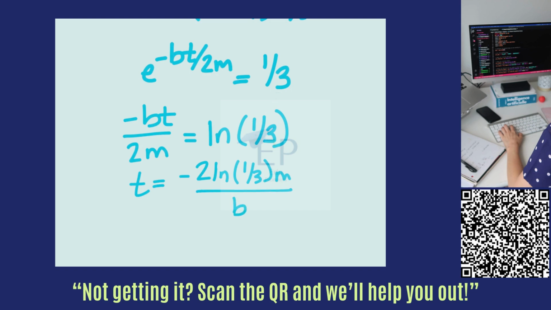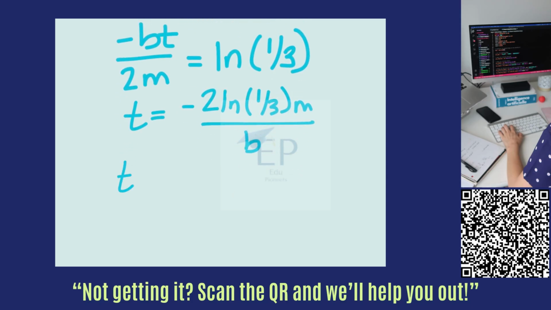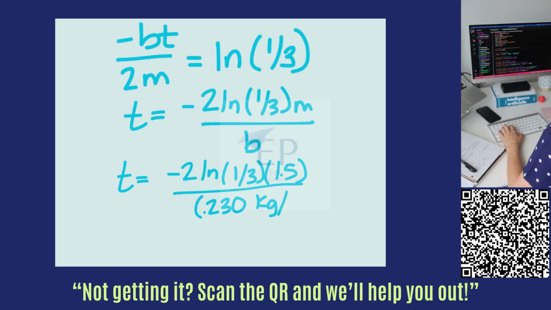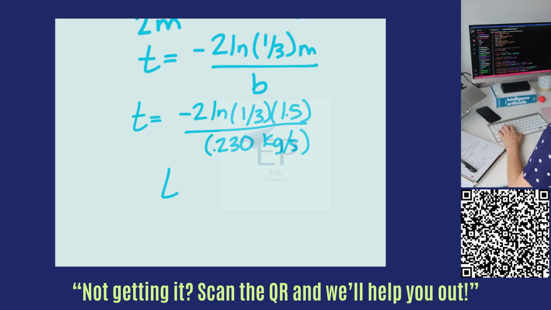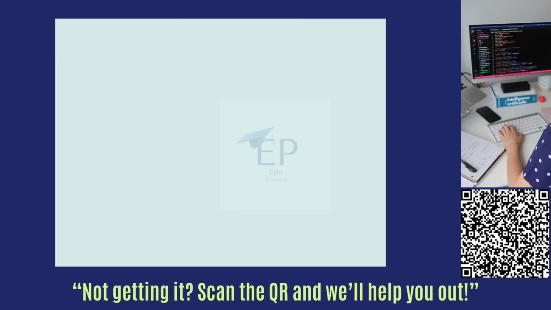And when we substitute in our known values, we have t equals negative 2 natural log 1/3 times 1.5 kilograms divided by our b, which is 0.230 kilograms per second. So we had to change it from grams into kilograms. And we get that t equals 14.3 seconds.